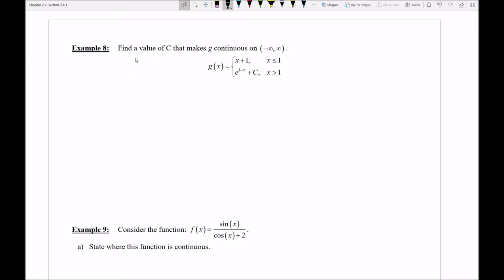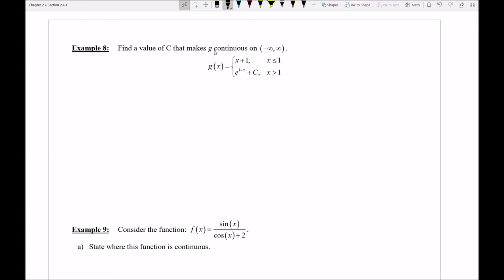This question is going to say, find a value of c. So c here is going to be a constant. You can see it down here in this function formula. And I want to find a value of c that makes g continuous on the entire interval negative infinity to infinity. That is, I want to make this thing continuous everywhere.